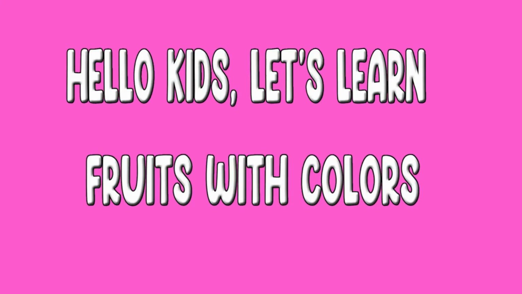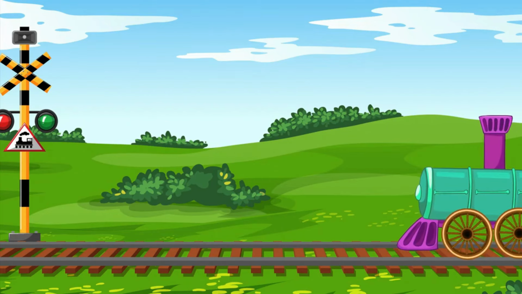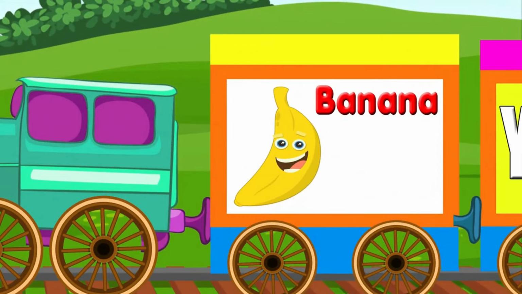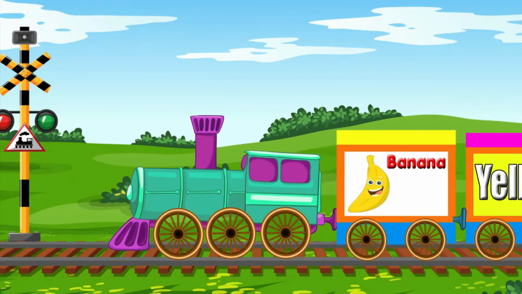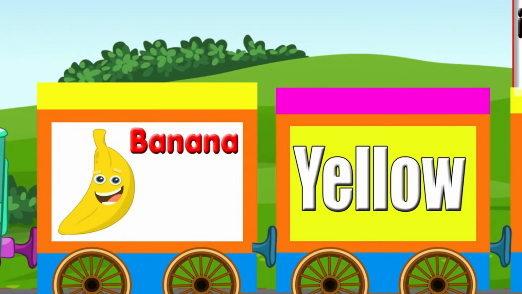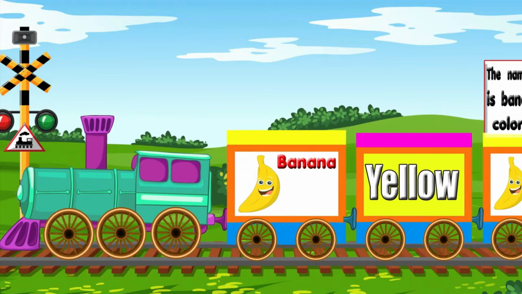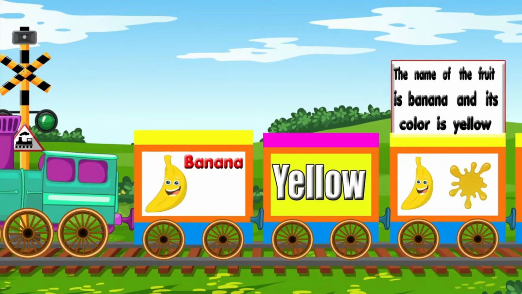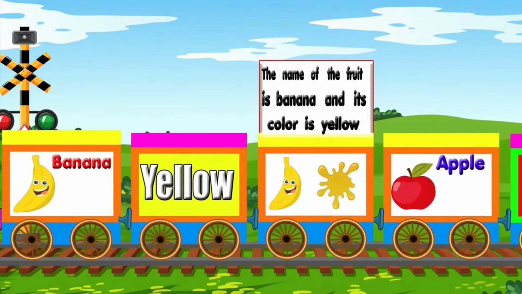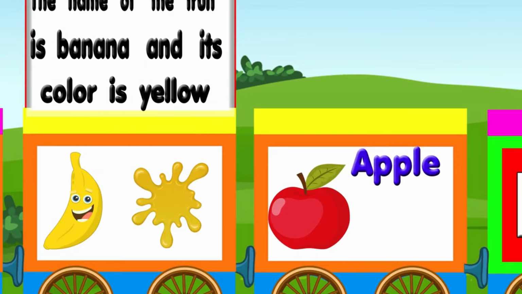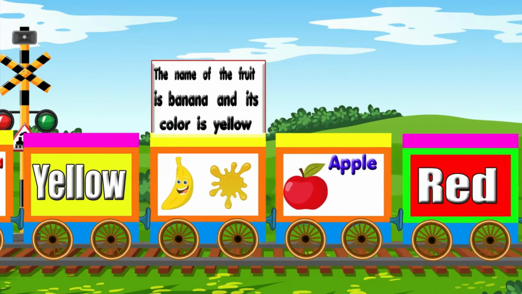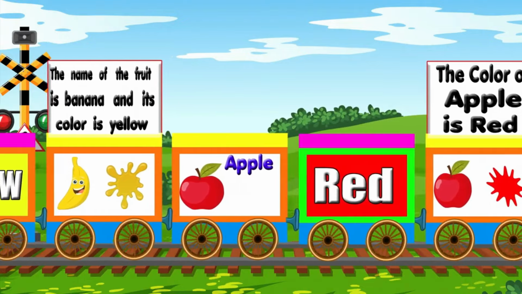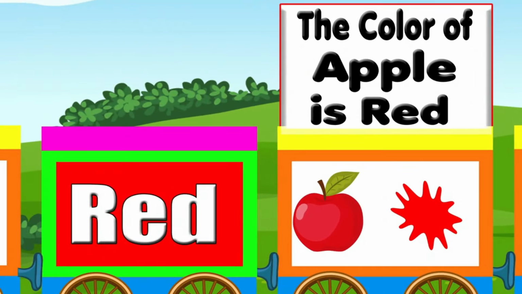Hello, kids. Let's learn fruits with colors. Banana. Yellow. The name of fruit is banana, and its color is yellow. Apple. Red. The color of apple is red.